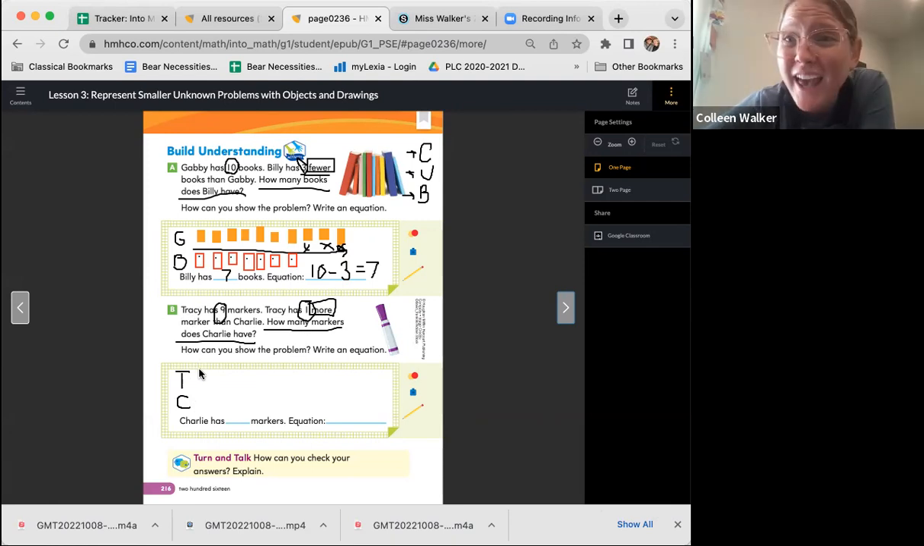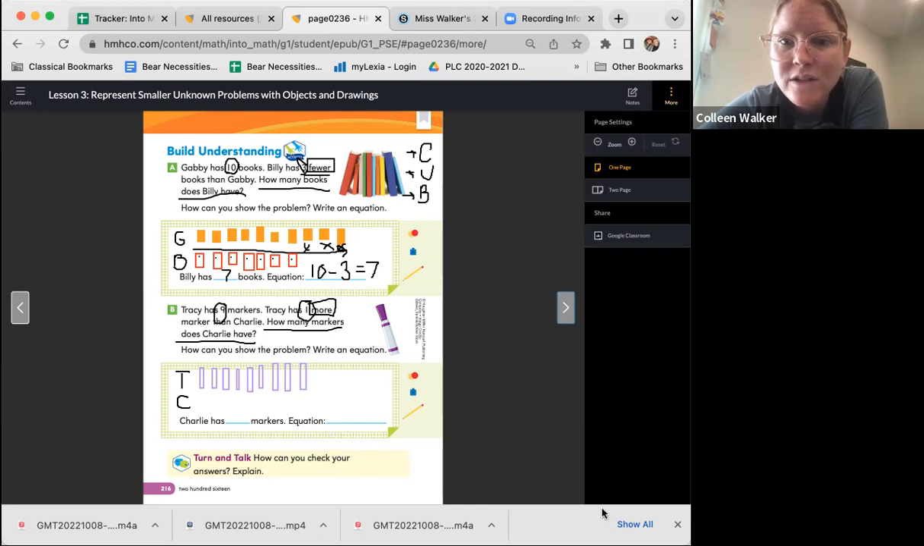Can you guys help me count? How many markers does Tracy have? 9. Can you help me count to 9? 1, 2, these are cool looking markers. 3, 4, 5, 6, 7, 8, 9. And it says she has 1 more marker than Charlie.